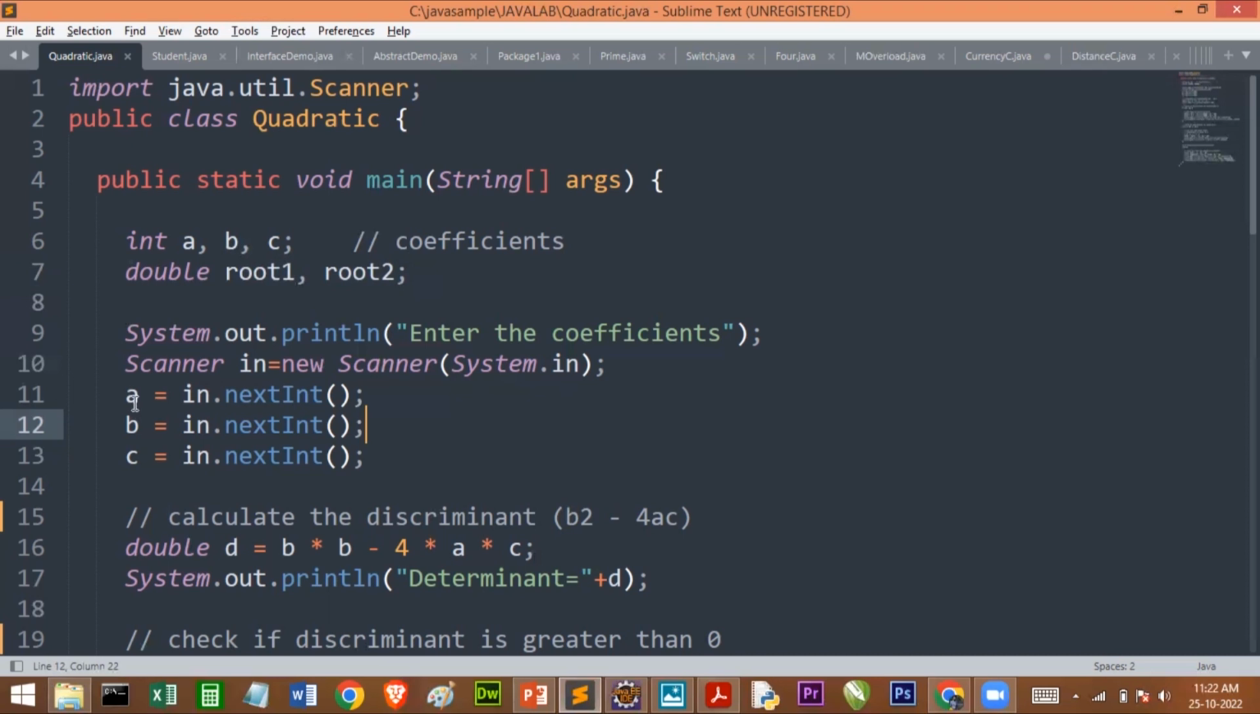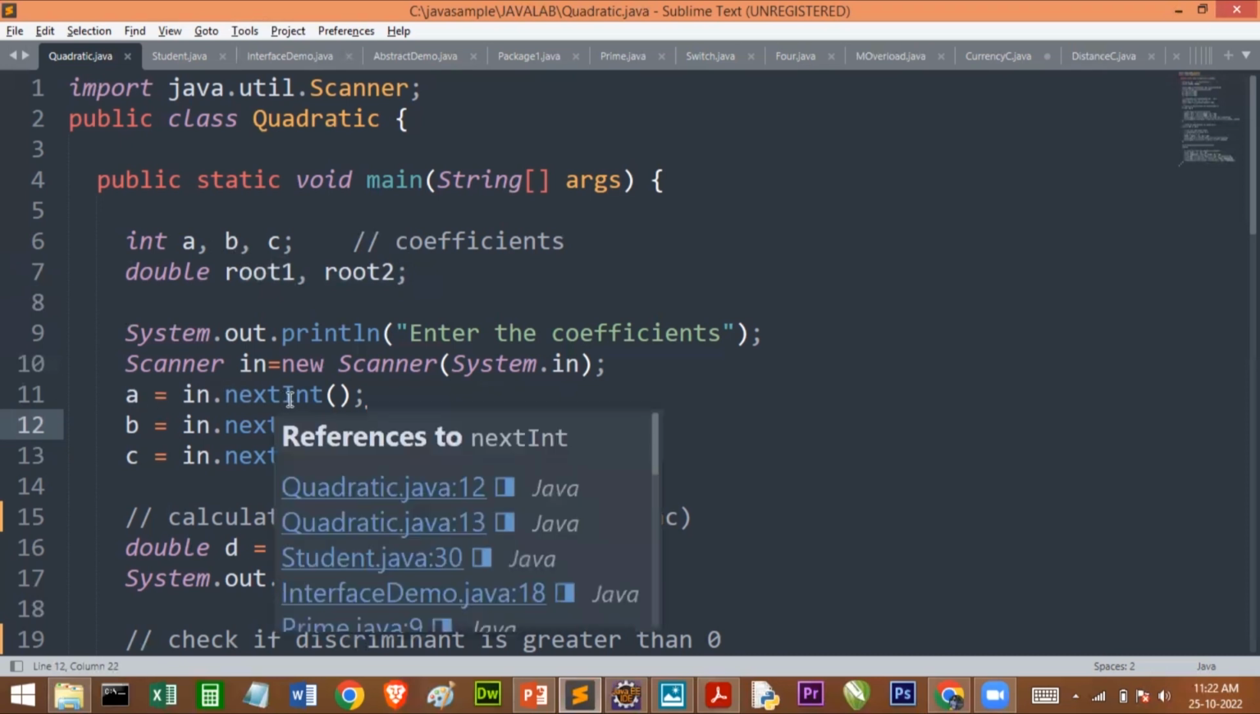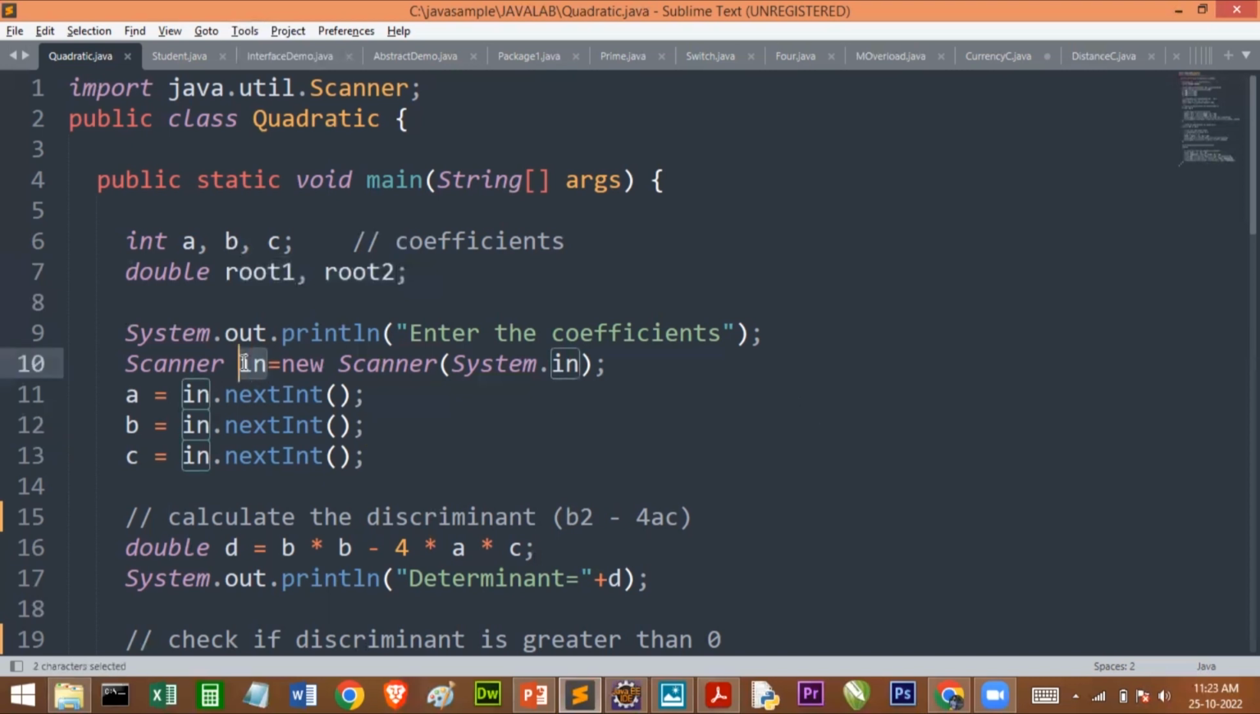Next, I have three variables already declared: a, b, c. In those I'm reading the coefficient values and storing them. So this is the object of the class, in.nextInt. I'm reading the integer and I store it. Like that I'm reading the three coefficient values.